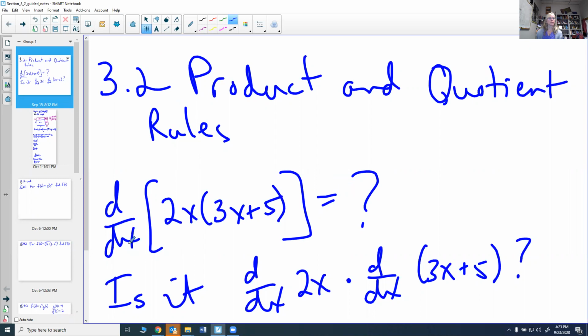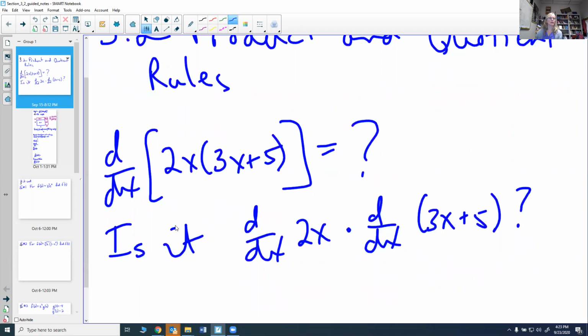So let's first look at an example. Let's look at the derivative of a product of 2x times 3x plus 5. Now, what is that? I wonder what that actually is equal to. Now, in reality, this one would be way easier just to multiply it out and find the derivative. But let's go ahead and find out what it is.